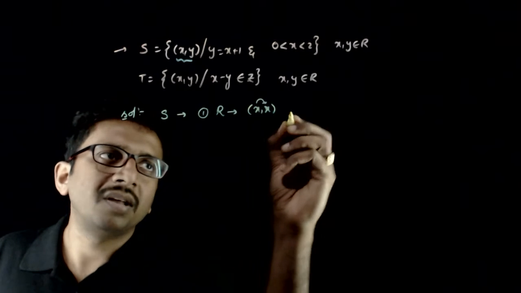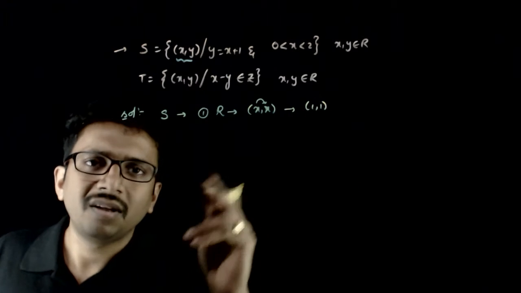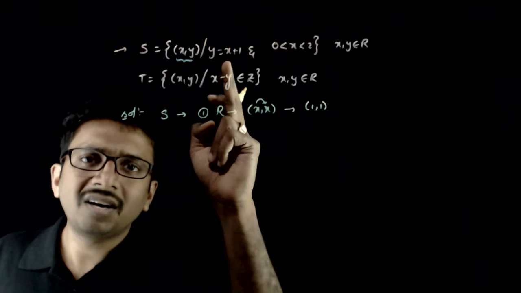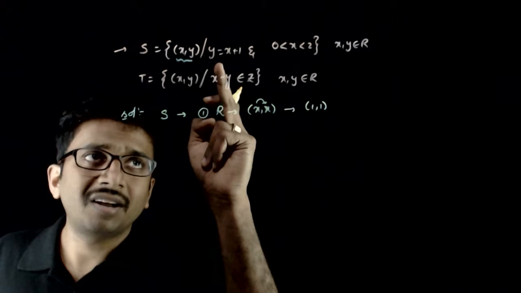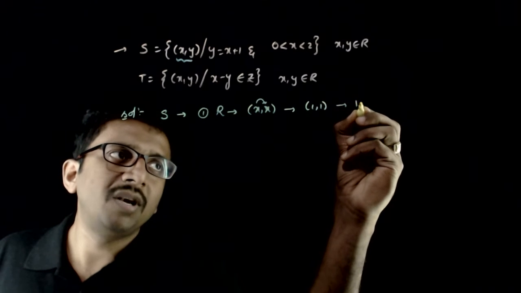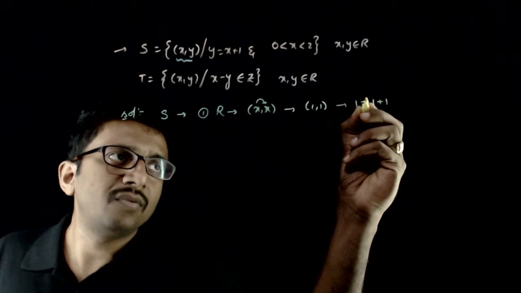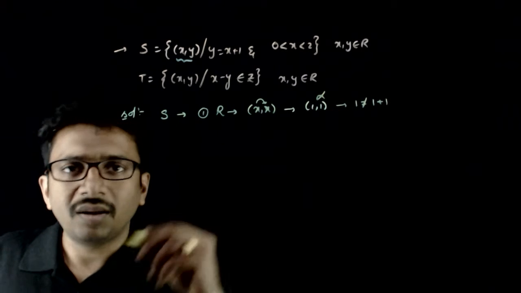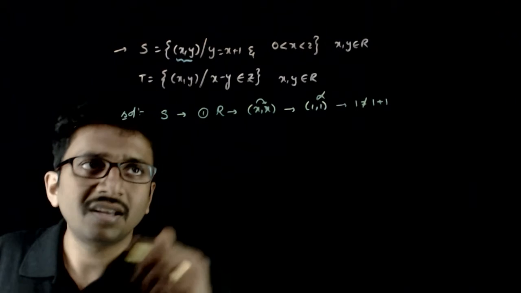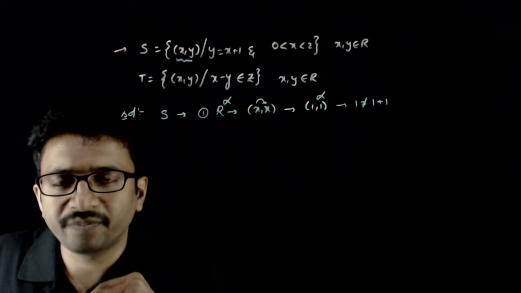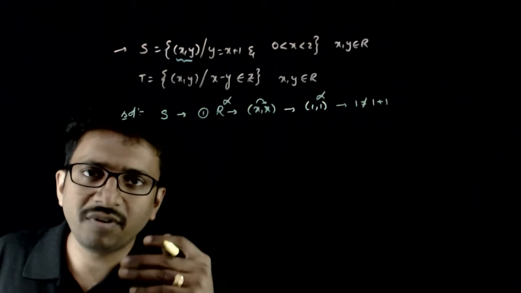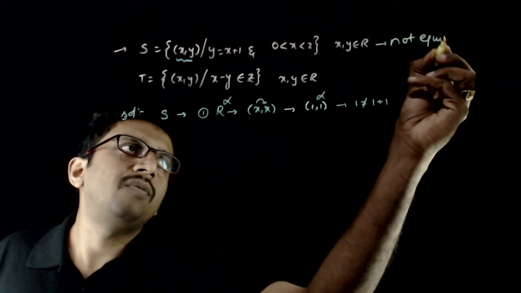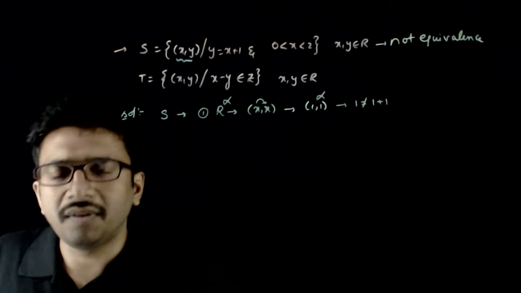So let us take 1 comma 1. Will 1 be related to 1? No, because the condition for the relation is y should be equal to x plus 1. So we can see that 1 is not equal to 1 plus 1. Hence 1 comma 1 does not belong to the relation S. Hence S is not reflexive. So if S is not reflexive, obviously it won't be an equivalence relation. It's not an equivalence relation.